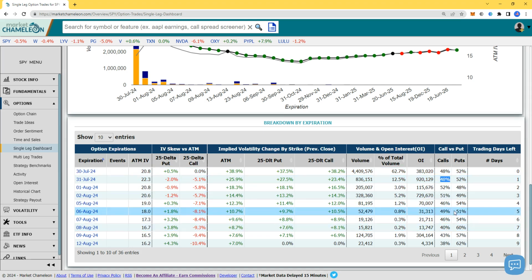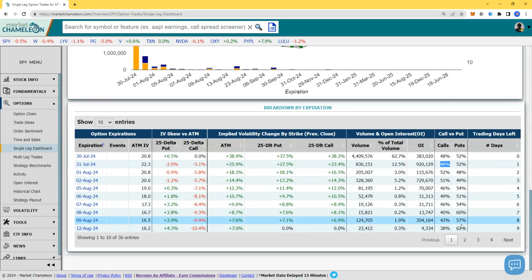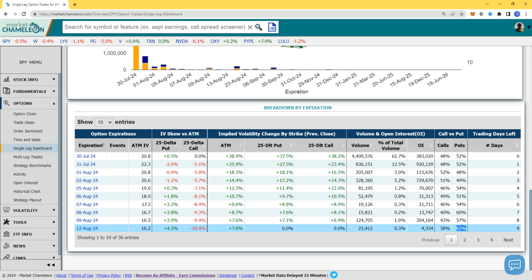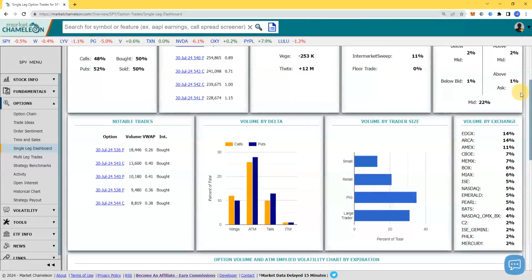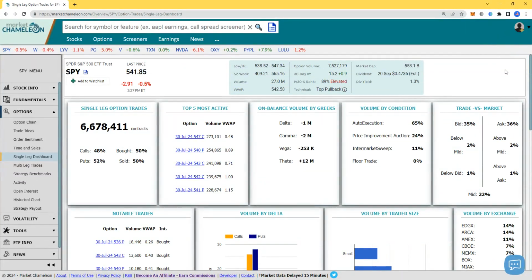Interesting. Look at this. If you scroll, just caught my eye for August 12th, 62% put, 38% calls. This is kind of meaningful, but the open interest is not a lot, barely 4,000. So don't think, hey, I see this, then the market will crash. No one knows, and the open interest is not that high. But end of day, it's another tool in your toolbox.